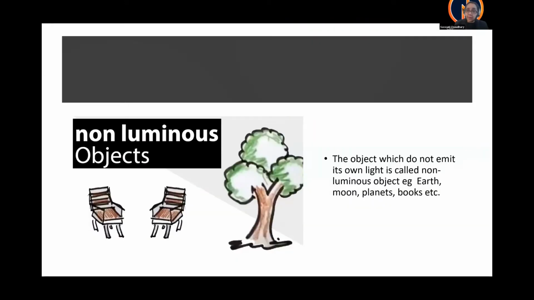And on the contrary, non-luminous objects are the objects which do not emit their own light. Examples include Earth or the other planets, and natural satellites like the moon, and trees, books, chairs, etc. So these are examples of non-luminous objects, which do not emit their own light and get light after reflection from luminous objects.